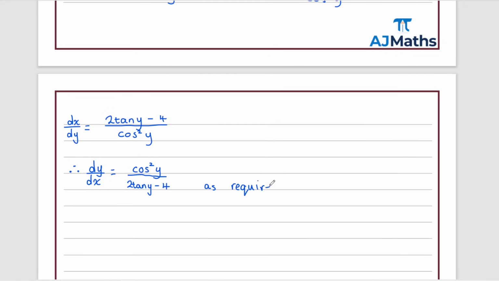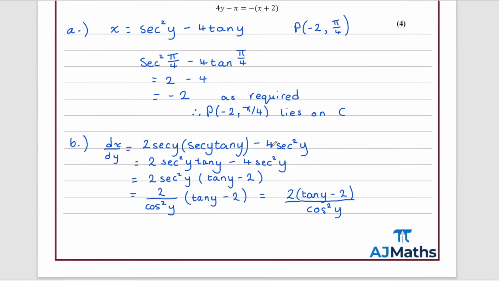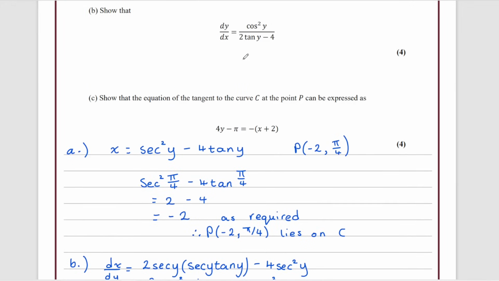Okay. And there we have it. So that is the solution to part B. You can see we've got exactly what we required here. So that's part B done. And then finally for part C, it says, show that the equation of the tangent to the curve C at the point P can be expressed as 4y minus pi is equal to minus x plus 2.